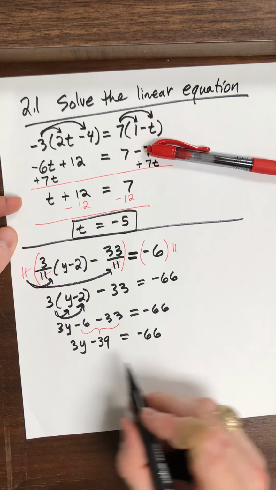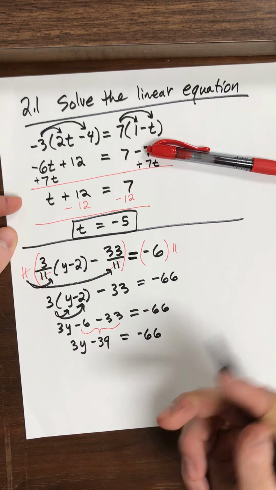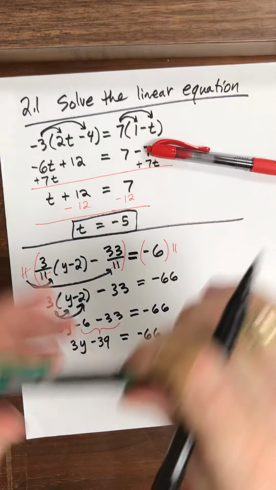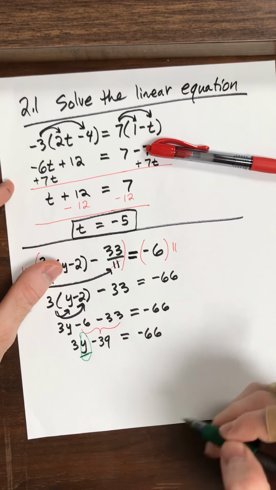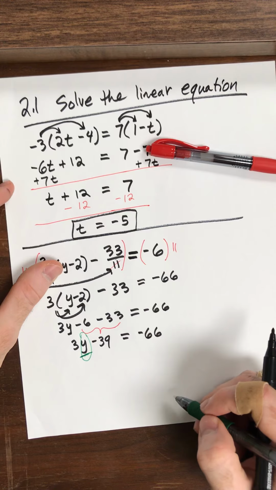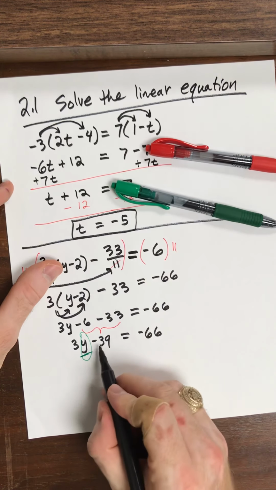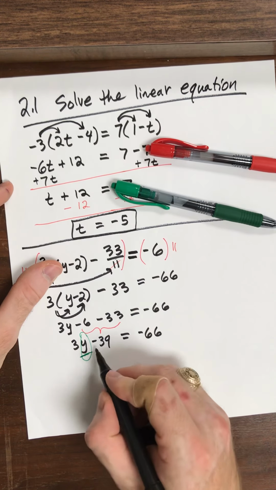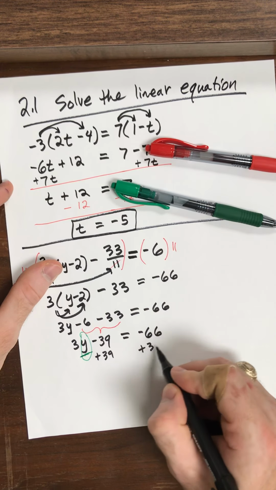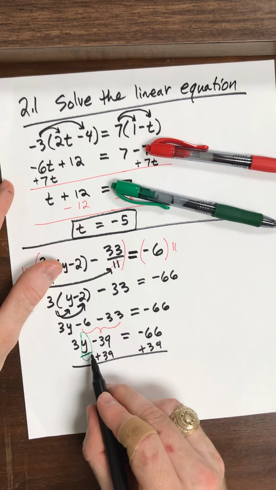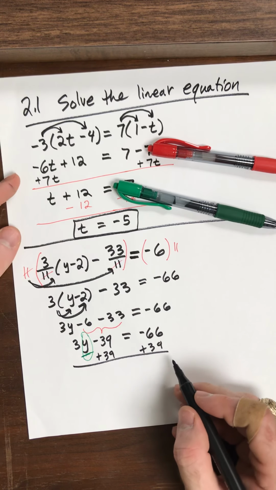Let's see here. I'm trying to get what by itself? Sometimes it helps to circle what you're trying to get by itself, right? So what operation do I need to do next? I need to get rid of this 39. So what's the opposite of 39? Add 39. Do something on one side, got to do it to the other side, okay?